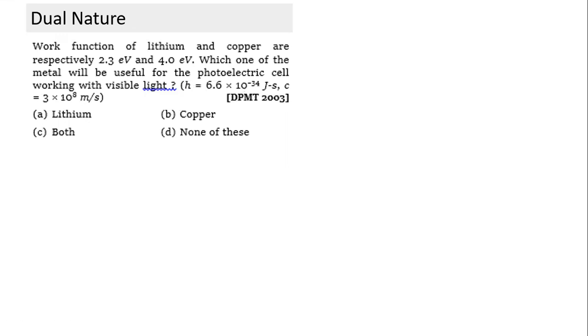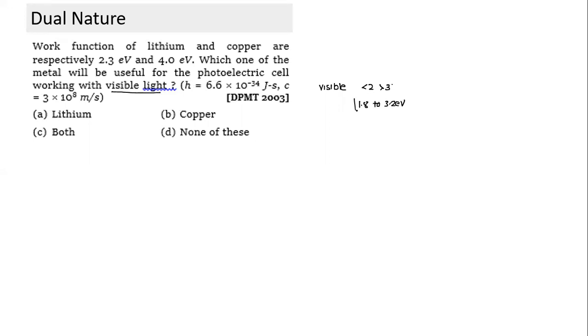The work function of lithium and copper are this and this. Which of the following materials would be useful for a photoelectric cell working with visible light? Visible light is basically what? In terms of energy, visible light is in what range? Roughly a little less than 2 to a little greater than 3, roughly 1.8 to 3.2 electron volts.